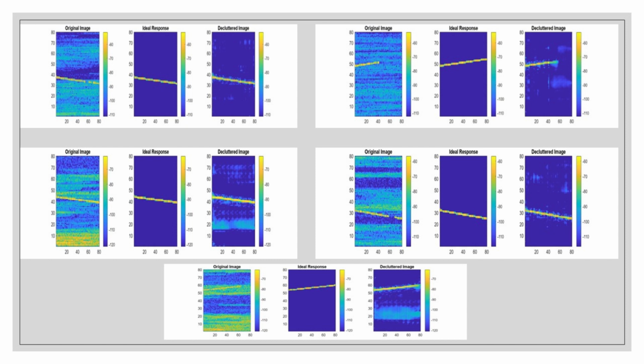In summary, the helperPlotResult function visualizes the original input image, the ideal response target image, and the decluttered output image generated by a neural network. It ensures proper normalization and adjusts the color axis limits for consistent visualization across subplots.